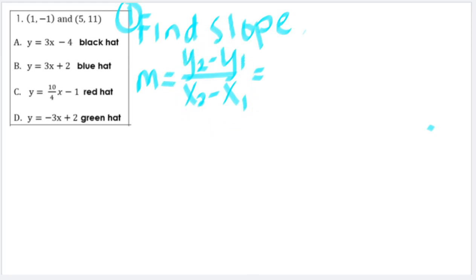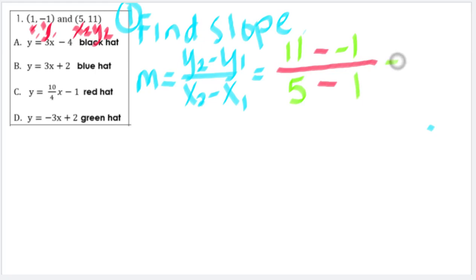So I am going to label my points x1, y1, x2, y2. Then I do a fraction bar and 2 minus signs. Now I'm going to plug in my values. So I got 11 minus -1. Then I have 5 minus 1.